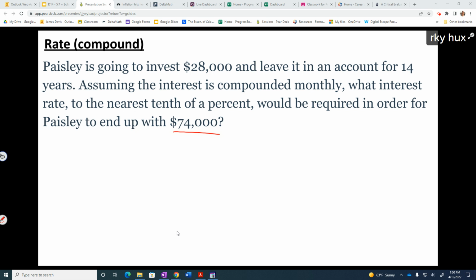We're going to start similar to our last one. Our future value of $74,000. We've got our present value of $28,000. Then we've got our 1 plus. The only difference on this one is we're going to have a rate over, and this one is monthly, so we're going to have a 12 underneath for that rate. And then times our nt up here, so it's going to be 12 times 14 years. It's going to be the same steps, except we're going to have an extra one to go here.